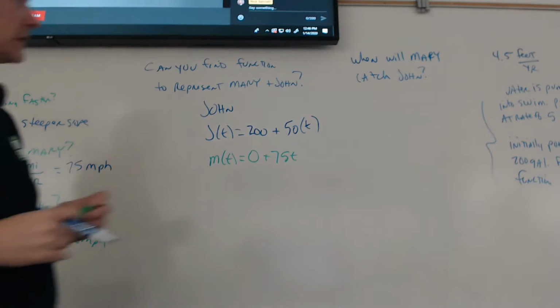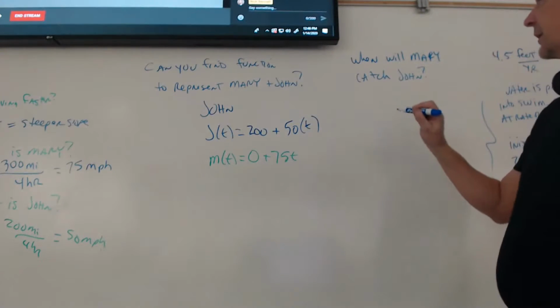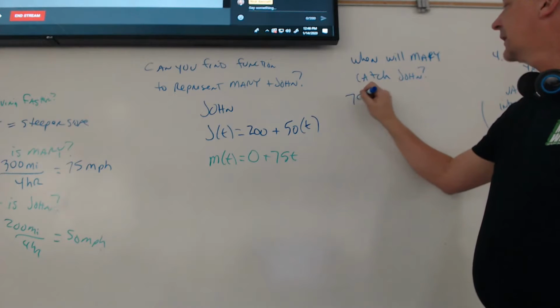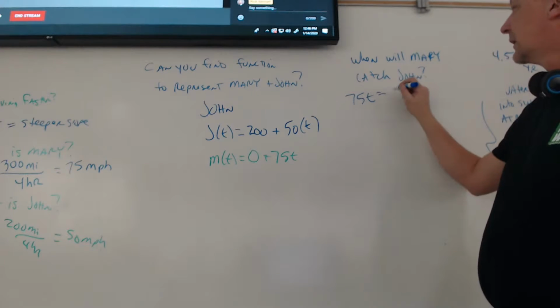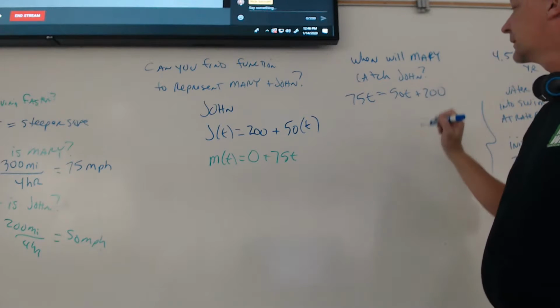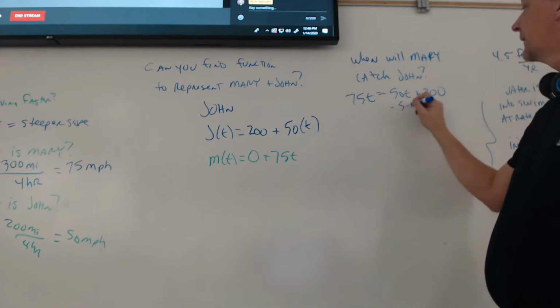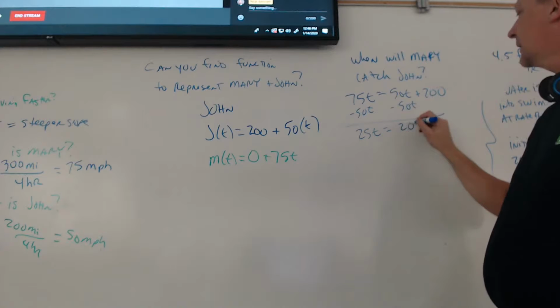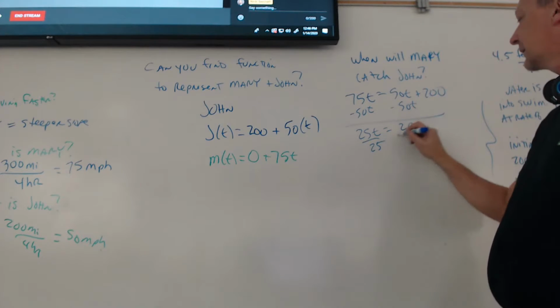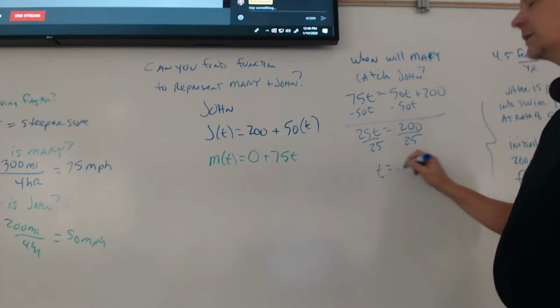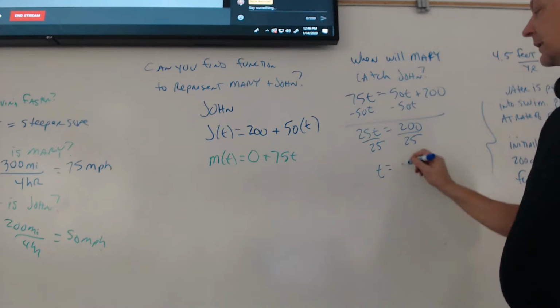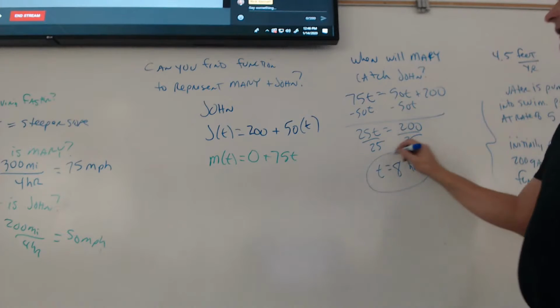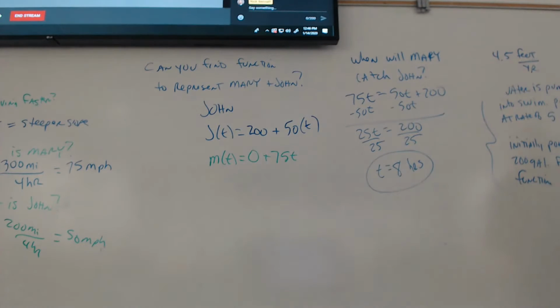So you said set the equations equal to each other. So 75t equals 50t plus 200. Minus 50t from each side. 25t equals 200. Divided by 25 on both sides, and we get t equals 8 hours, right? So if we started at noon, it would be 8 p.m.